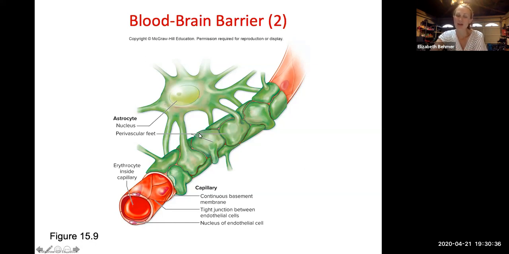Do you guys remember what are 2 things that can get through the blood-brain barrier? Talked about it last week, I think. Nicotine and alcohol. So smoking and drinking. Nicotine and alcohol get through the blood-brain barrier, so that's why you get such a sudden effect.